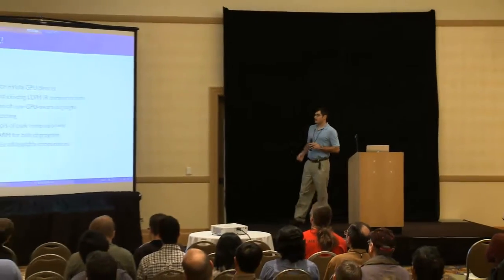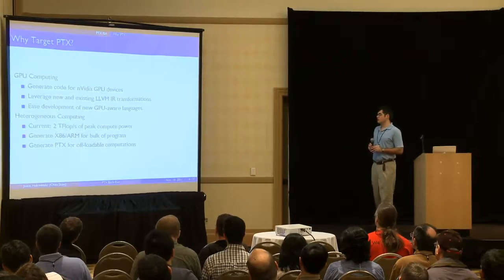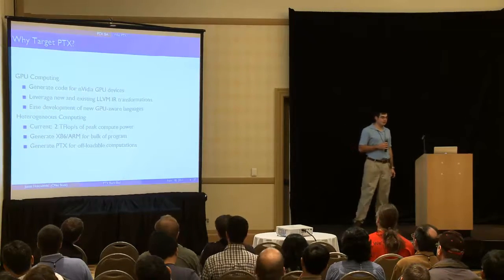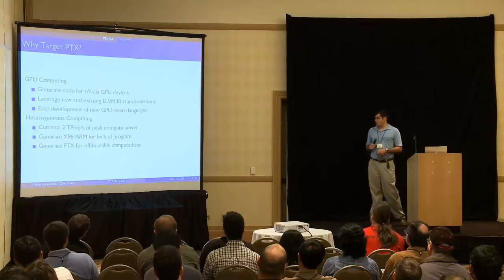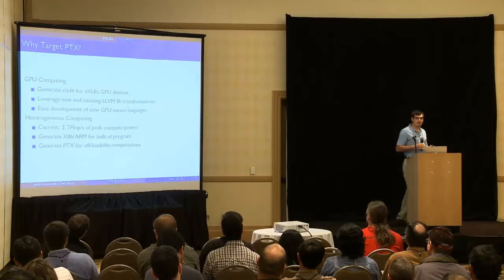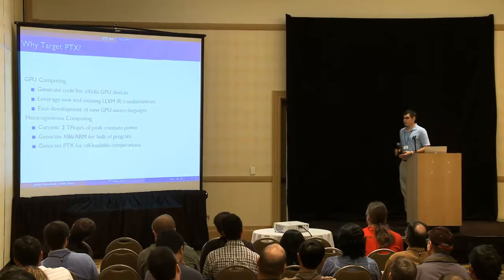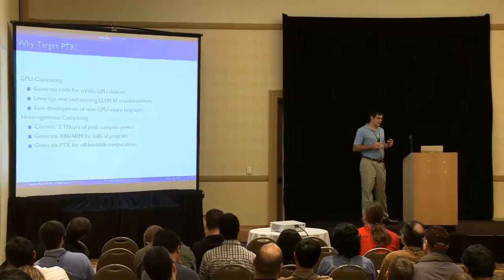We're also interested in looking at heterogeneous systems. If we look at the current crop of GPU architectures, these things can have up to 2 teraflops of peak compute power. We want to be able to take advantage of these specifically for applications that have a lot of actual floating point code. So to target these types of systems, we can take a single application, generate x86, ARM, or whatever backend you want to use for the bulk of the program, and basically generate PTX for specific parts that can be easily offloaded to GPU devices. So this would allow LLVM to basically take advantage of these heterogeneous architectures.